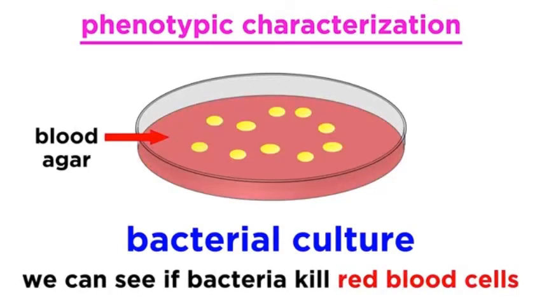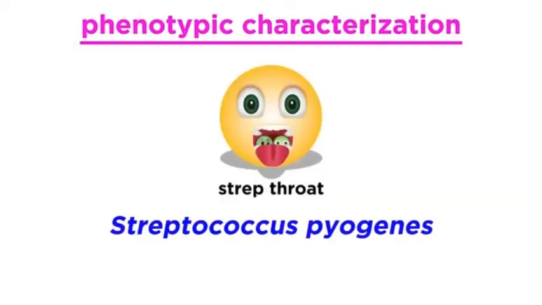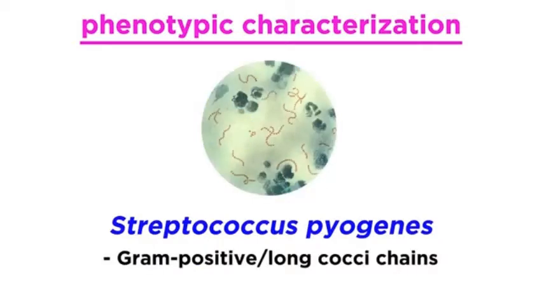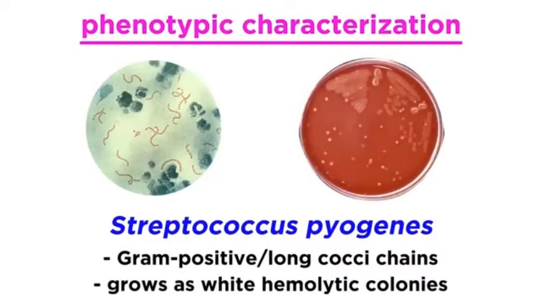We can test for hemolytic properties on blood agar, identifying if the bacteria produce toxic byproducts capable of destroying red blood cells. For example, Streptococcus pyogenes, the causative agent of strep throat, is a gram-positive bacterium that forms long cocci chains and grows as small white hemolytic colonies on blood agar plates. Since it is likely for multiple species to appear similar in these types of tests, these phenotypic characterization methods serve only as a starting point for further investigation.